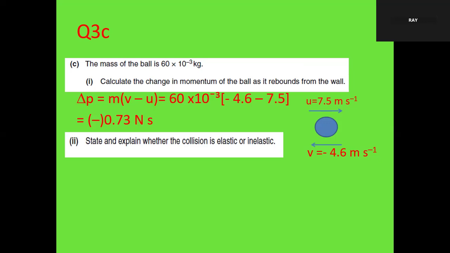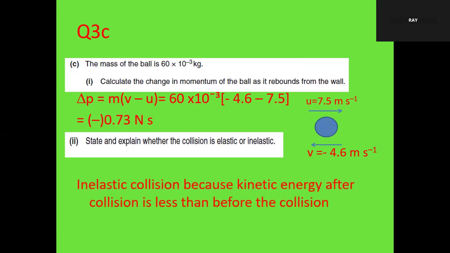When it's elastic or inelastic, we don't look at momentum. We look at kinetic energy. Initial and final kinetic energy must be the same. But here it is different. Right? From the speed, we can see that the kinetic energy is going to be different. It becomes slower.